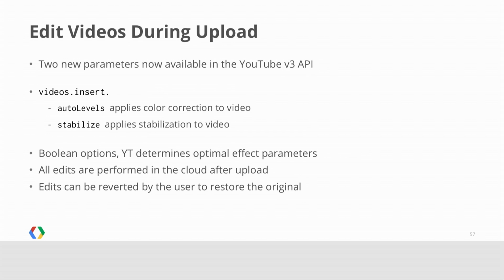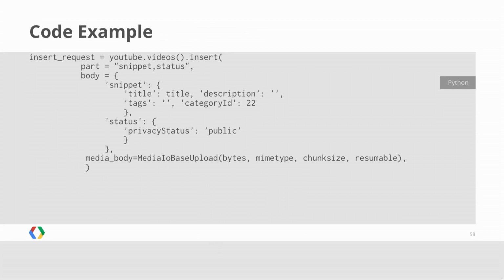So how did I do this? This is using the YouTube v3 API, which is where this new feature is now available. It's just two Boolean parameters on the video's insert instruction called auto levels and stabilize to apply each of those effects. These are simply Boolean parameters. As we've already described, we have pieces of the technology to automatically compute the optimal parameters, so you don't have to worry about sliders or complicated controls. The edits are all performed in the cloud, so again, you don't have to worry about implementing these things on a device, which also allows the user to revert back to the original version if, for whatever reason, they're not satisfied.